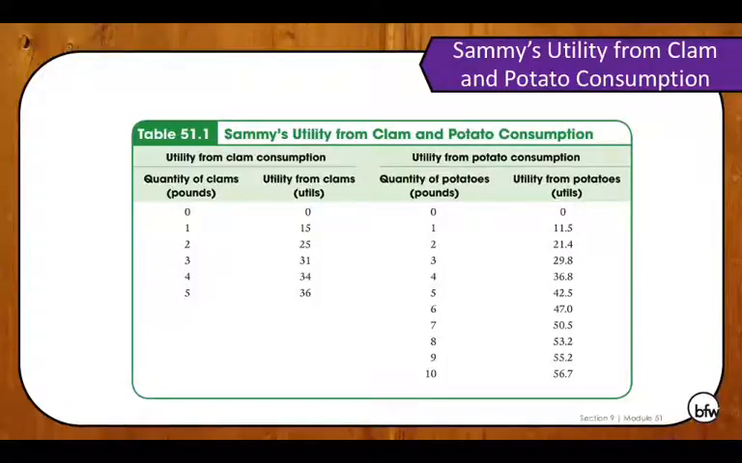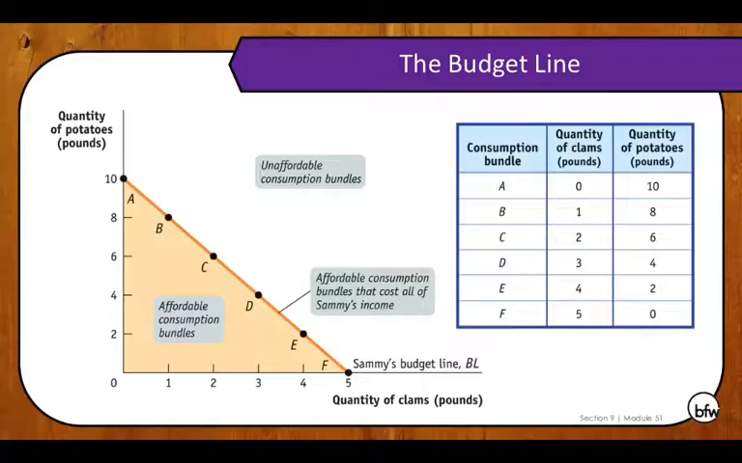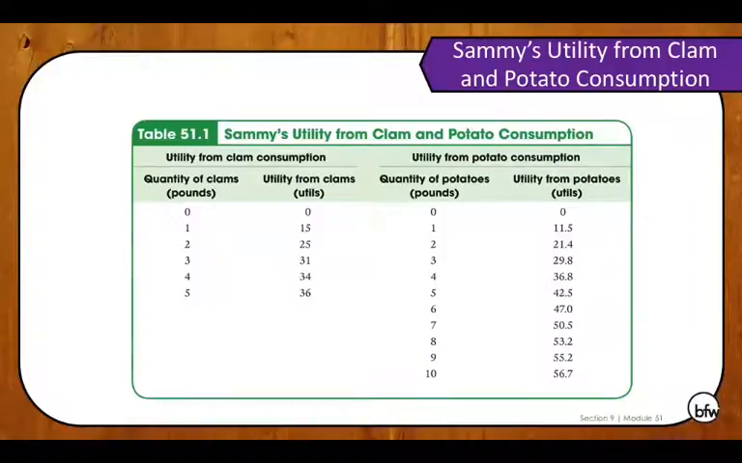Then, on the right side of the graph, we see his utility from potato consumption, and with different quantities of potatoes, the amount of happy points he gets from different combinations of potatoes. So the question is, if Sammy has to choose a combination of clams and potatoes from his budget line that will make him happiest, what combination will he choose? Combination A, B, C, D, E, F, or some other combination?